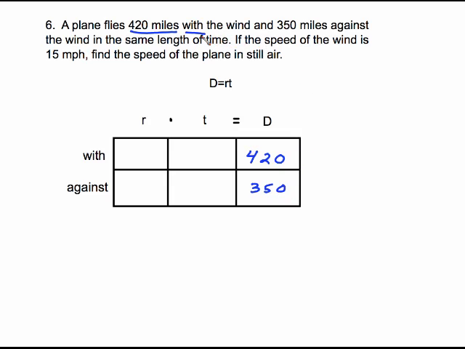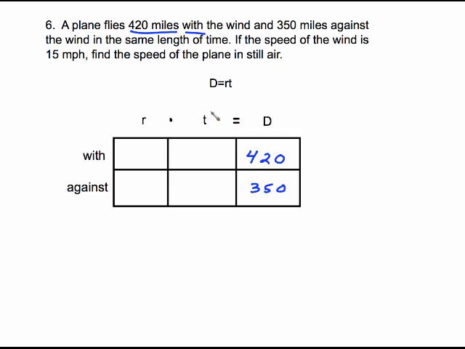This might be a little complicated to you right now. It says it flies 420 miles in the same amount of time. Well, we can't really fill in the time with that phrase. We need to do a little bit more work before we get there. So let's go back to this. The speed of the wind is 15 miles per hour. Find the speed of the plane in still air.